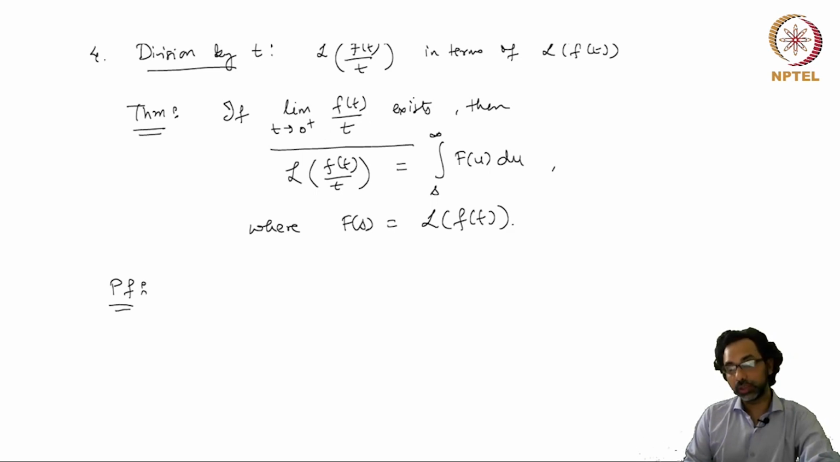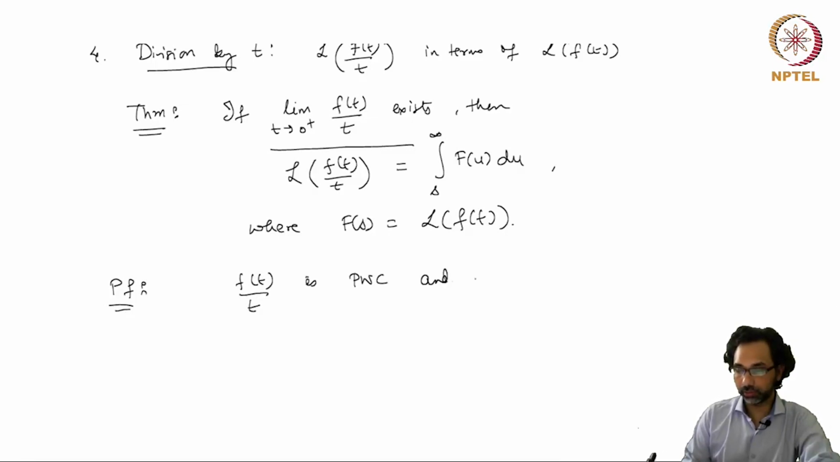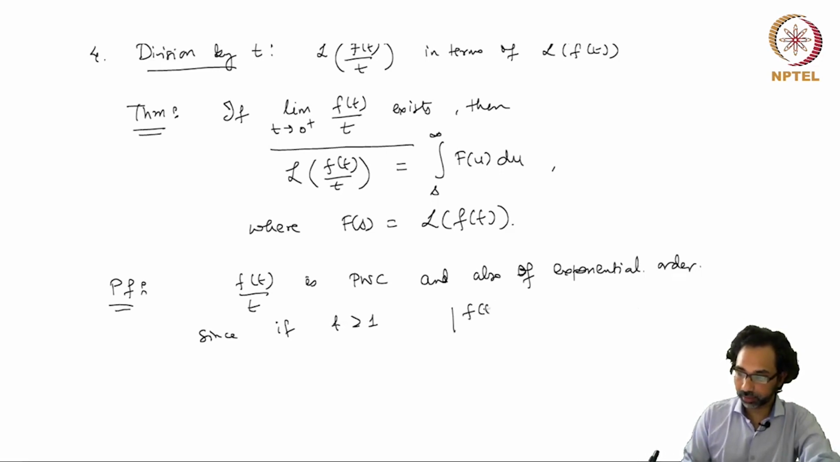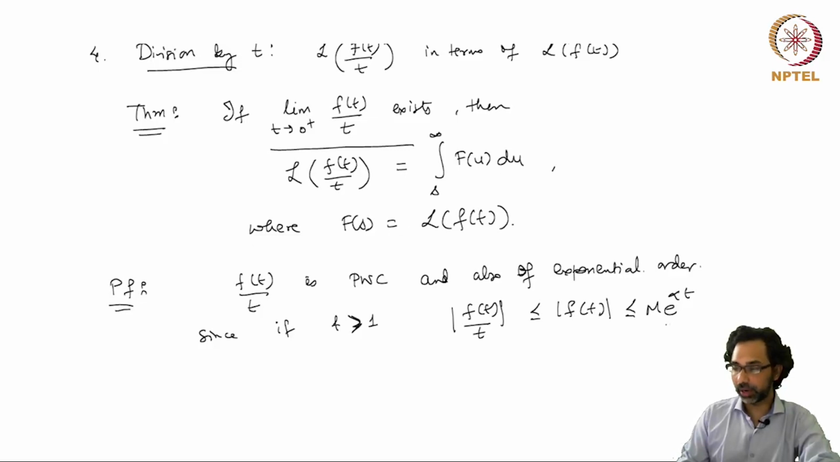So because we have also assumed that f(t) is of exponential order in this lecture, then this f(t) by t is piecewise continuous and also of exponential order, because if t is greater than 1, then the modulus of f(t) by t is less than or equal to the modulus of f(t), because t is greater than or equal to 1, and this is by the exponential order property bounded above by M e to the power alpha t for some value of t naught. So we see that f(t) over t is also of exponential order.